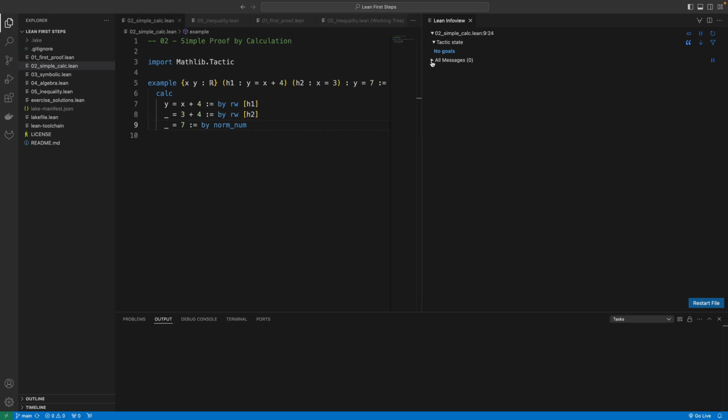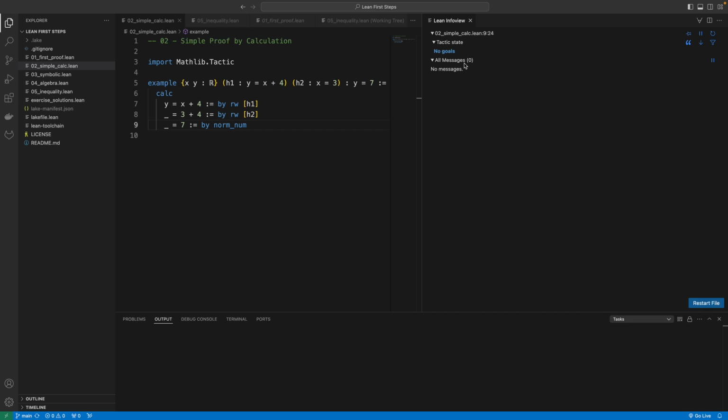And we know this proof is correct because it's saying there are no messages, 0 messages. No messages is good. Like they say, no news is good news. No news, no messages means there's no problems to report.